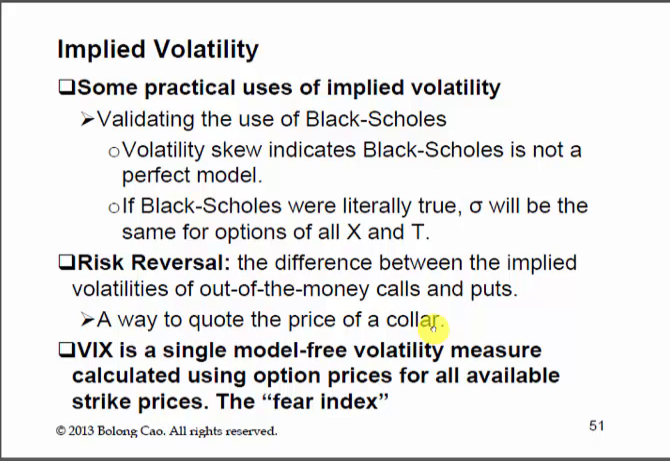So the out-of-the-money calls and puts have different implied volatilities. In other words, there's a difference between the two implied sigma values for the calls and puts that you're interested in using to formulate this collar. Then the difference in the implied volatility actually tells you the cost of this collar. It's a way to quote the price of a collar.